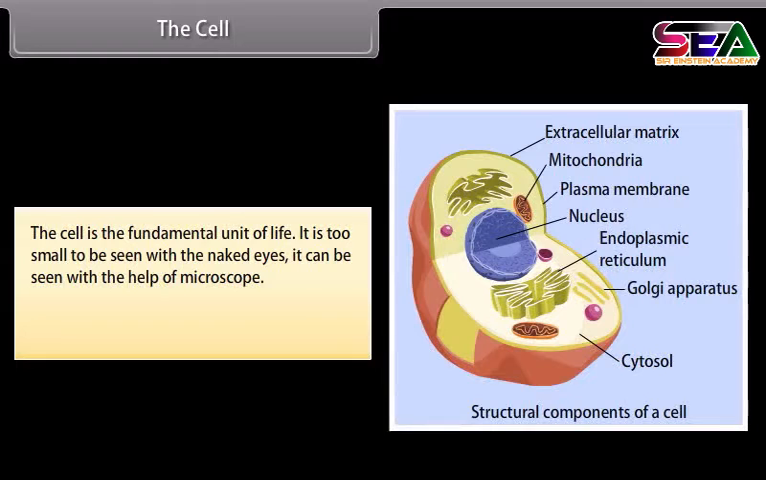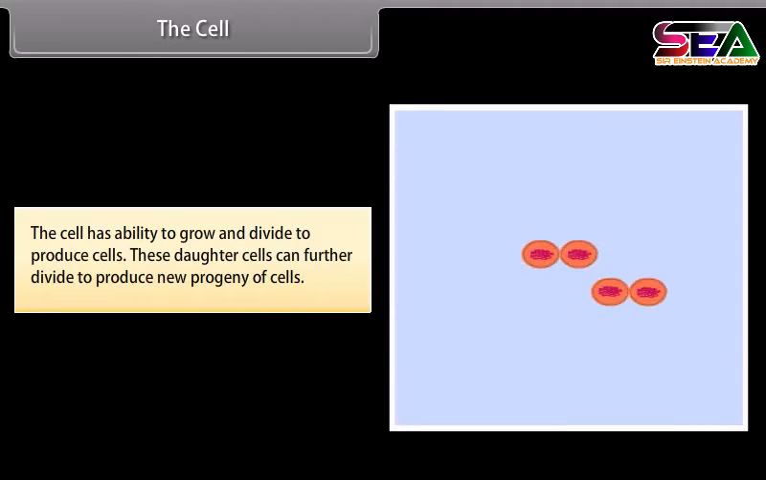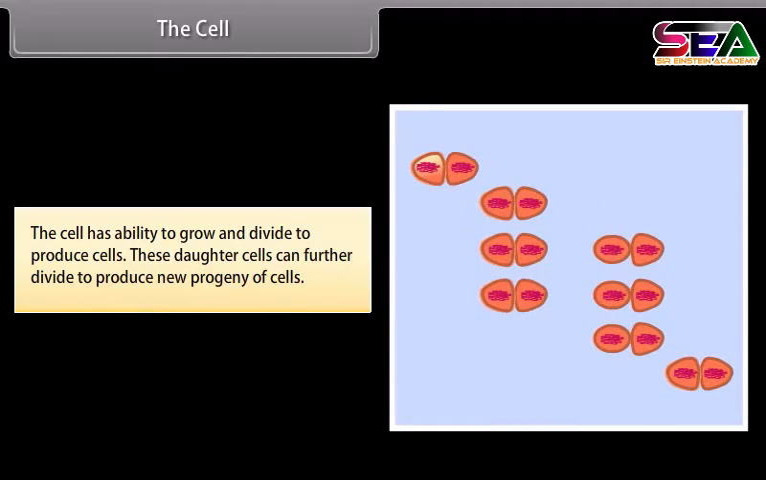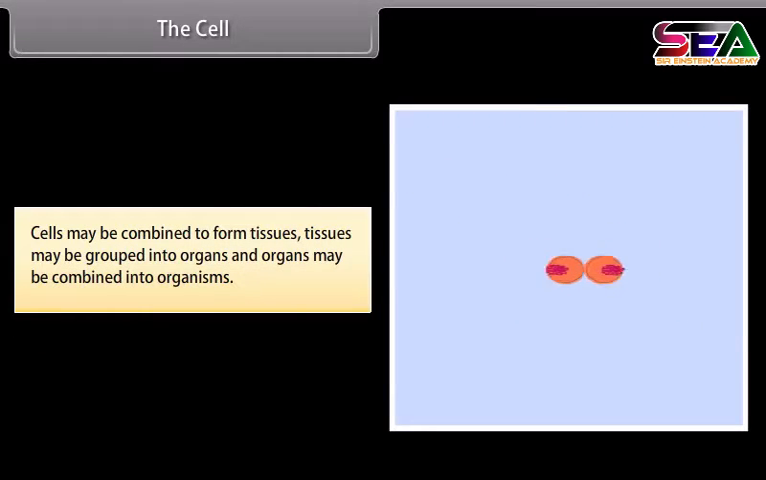The cell. The cell is the fundamental unit of life. It is too small to be seen with naked eyes. It can be seen with the help of a microscope. Cells are packets of chemicals essential for life. The cell has the ability to grow and divide to produce cells. These daughter cells can further divide to produce new progeny of cells. Cells may be combined to form tissues. Tissues may be grouped into organs, and organs may be combined into organisms.